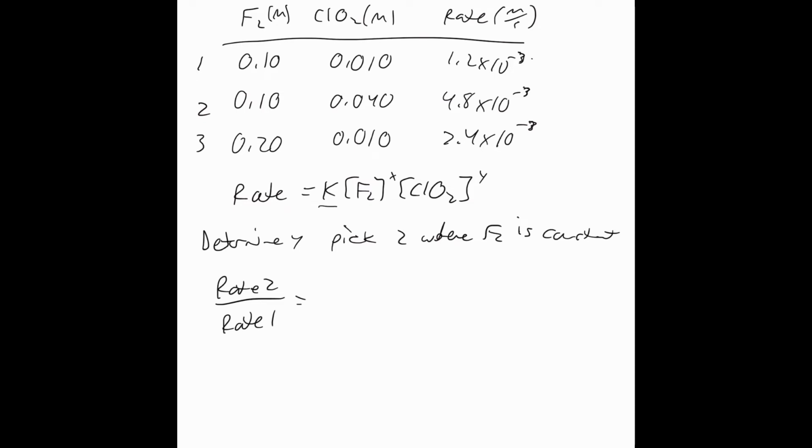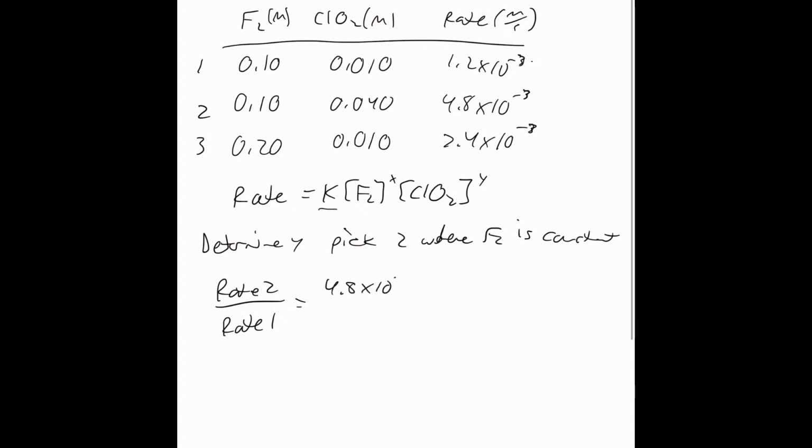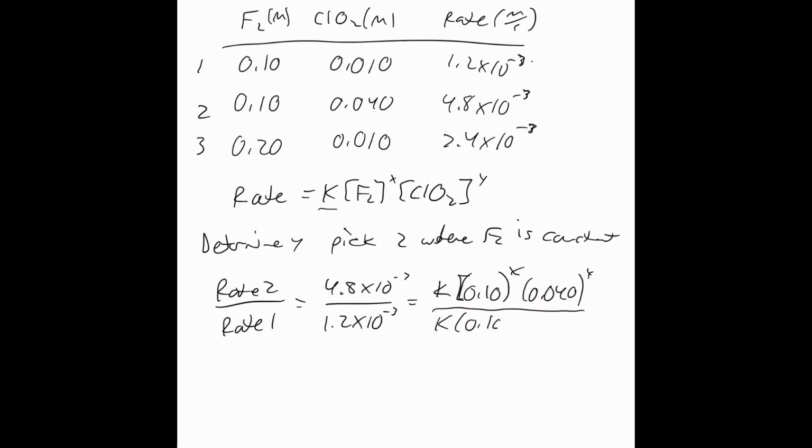Okay, so what we do is we just take all the data we have. So rate 2 is equal to 4.8 times 10 to the -3. And then rate 1 is 1.2 times 10 to the -3. And then on the other side of the equal sign, we write the rate constant and F2 and so forth. So we write k, the F2 concentration is 0.1, to the x. And then the ClO2 in reaction 2 is 0.040 to the y, divided by k, 0.1 to the x, 0.01 to the y.